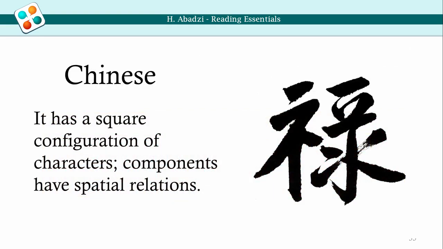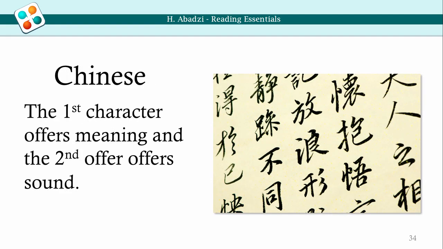Chinese has a square configuration of characters. The components have spatial relations. Chinese has many words that sound the same, and these must be distinguished. Thus, its writing system offers meaning plus sound. The first character usually gives cues about meaning, and the second suggests how to pronounce the word. Children encode characters into familiar chunks. For more information on Chinese, several references are provided.